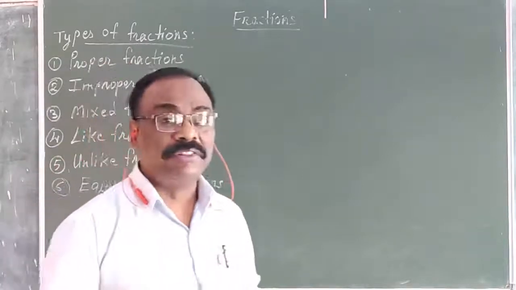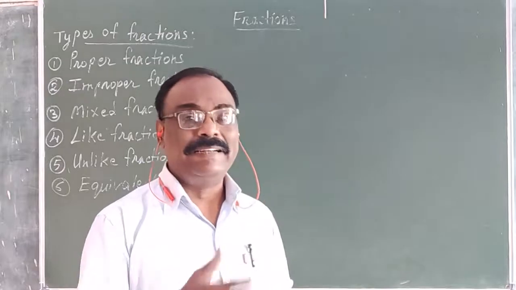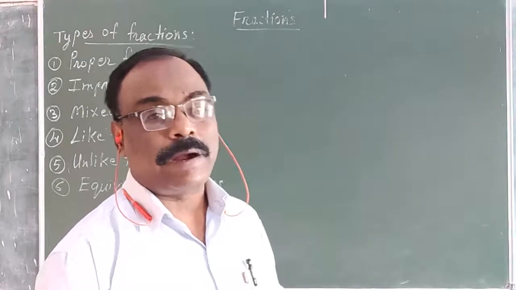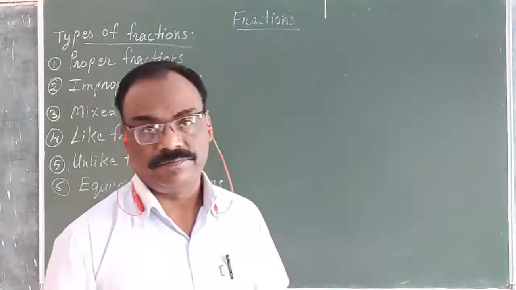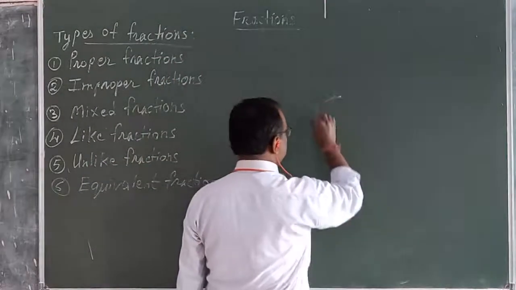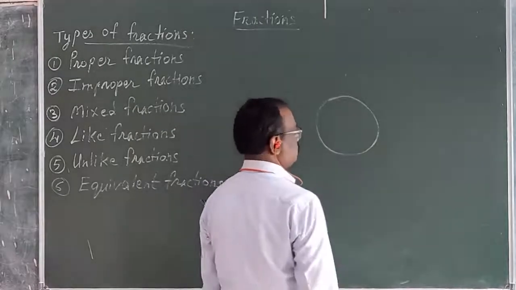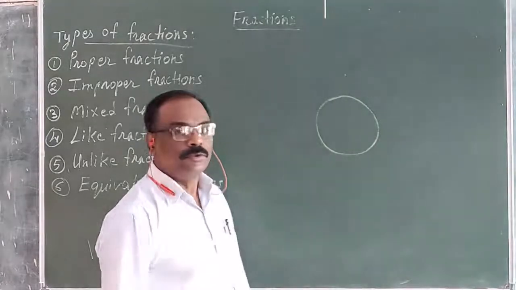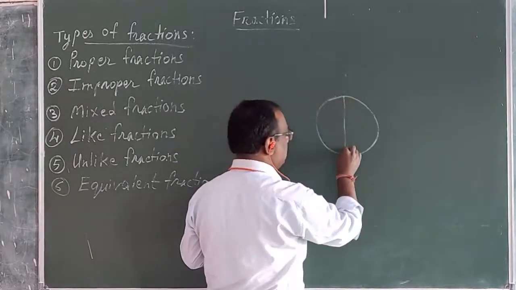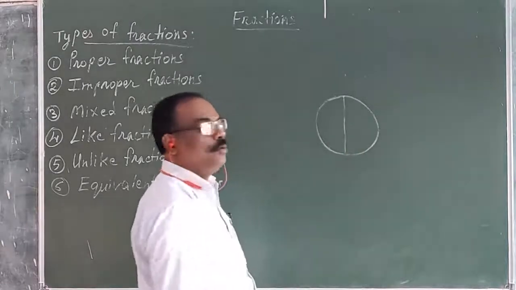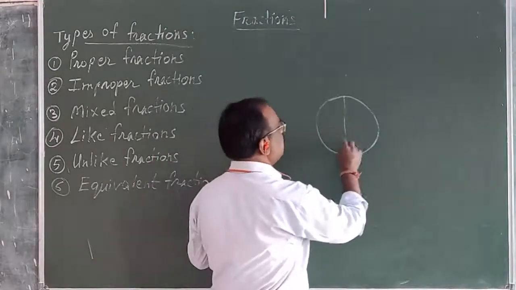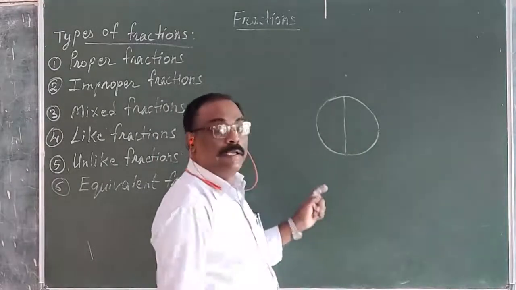Whenever a whole, which means a complete thing, is divided into equal number of parts, each part is called a fraction. Suppose I tell you that this is a chapati. When I draw a line from the middle, I have divided this chapati into two equal parts. So each part is the fraction of a whole.